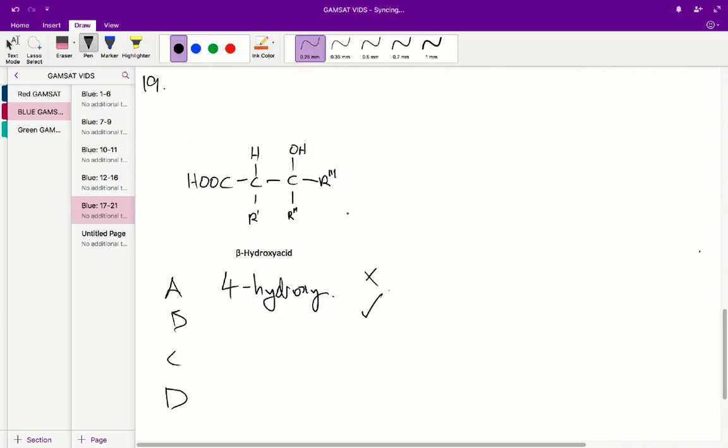Just for the sake of completion, let's go through C and D. 4-hydroxy... C is incorrect, as is D, as they both include 4-hydroxy groups, which as described in A is not possible. So B is therefore the only correct answer.